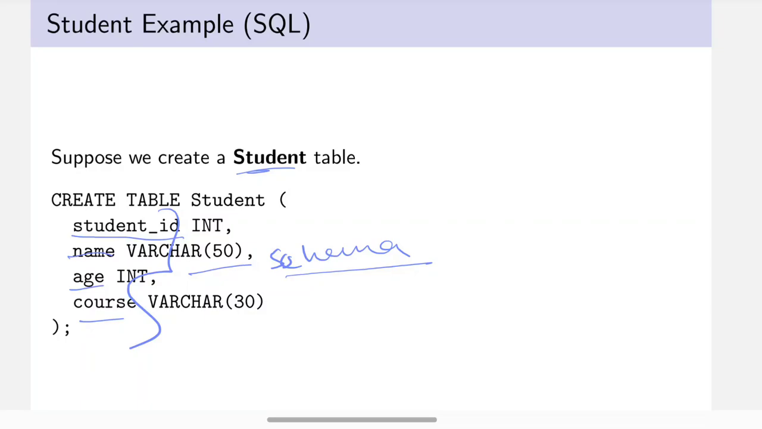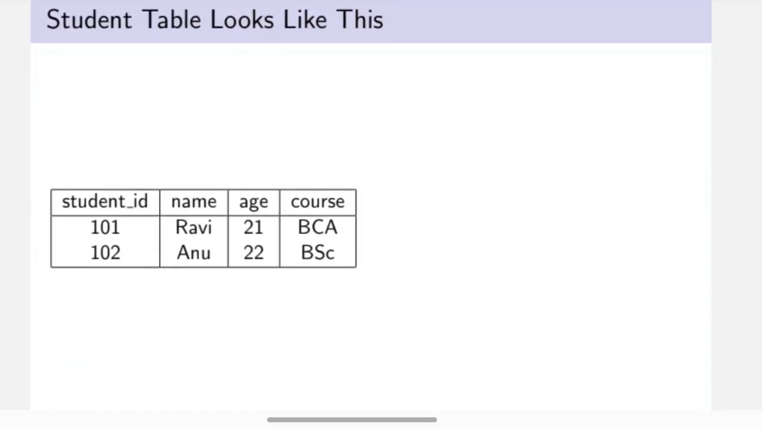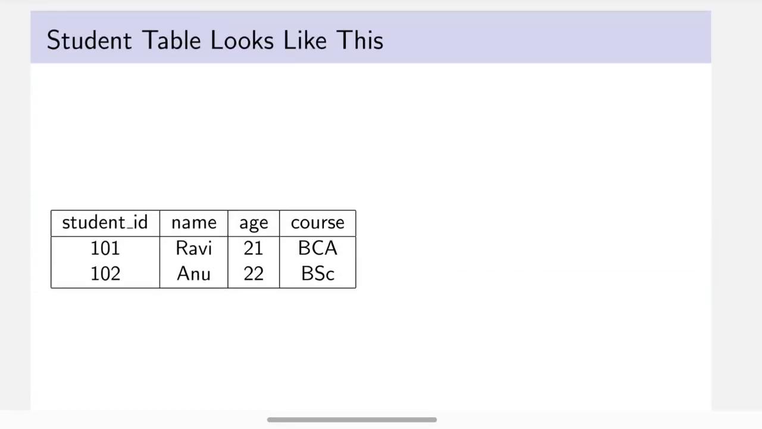The schema is fixed, but what may vary? Name, ID, age, course values may vary, because every student has different names, different IDs, different ages, different courses, right? Before inserting data, the structure is already fixed. This is how the table will look once data is inserted. Each row follows the same column structure. Student ID, name, age, course is fixed, but inside the table the values are varying.